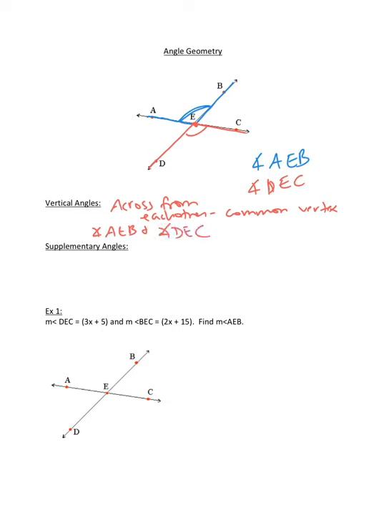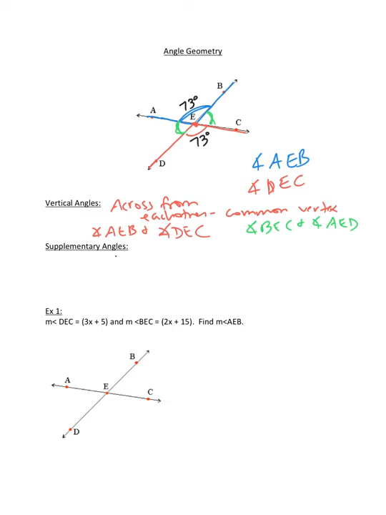Or another pair of vertical angles is the two green angles that I'm highlighting, angle BEC and angle AED. And vertical angles will always have the same measure, so they're congruent. That means that if angle AEB measures 73 degrees, then this angle would be 73 degrees also.